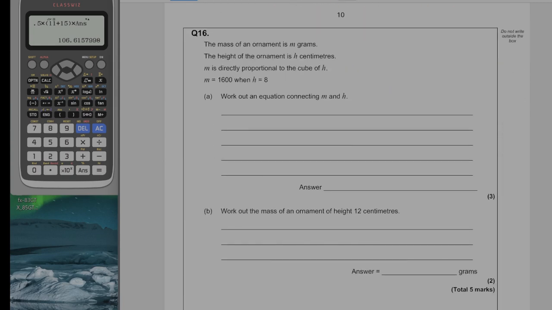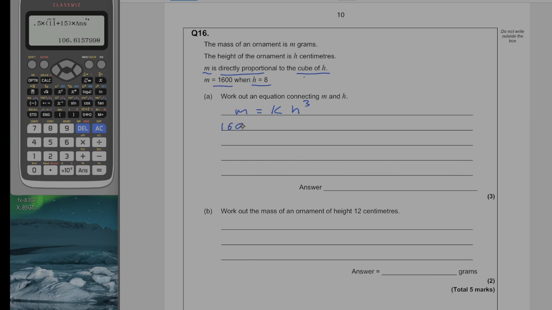Right, question 16. Mass of an ornament is m grams, height of the ornament is h. M is directly proportional to the cube of h. M is equal to 1,600 and h is equal to 8. Work out an equation connecting m and h. Right, so m is directly proportional to the cube of h. That means m is equal to k times h cubed. So we're going to use this initial situation to work out our equation.